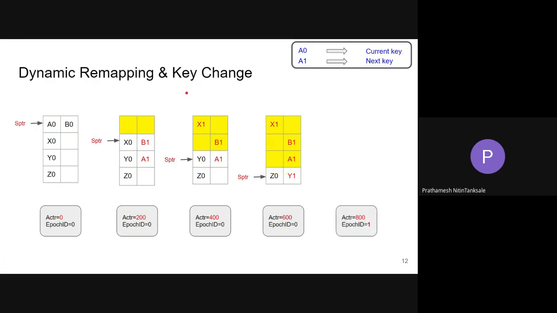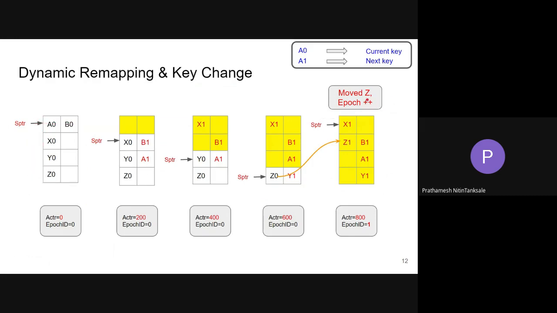So let's look at the last epoch. Here you can see the blocks of this particular set need to be remapped. Z is mapped with the current key and Y is mapped with the next key. So only the current key block will be remapped, right? So Y1 stays at the same place. This Z block is remapped to this particular set. So now the set pointer has come back to the initial position, right?